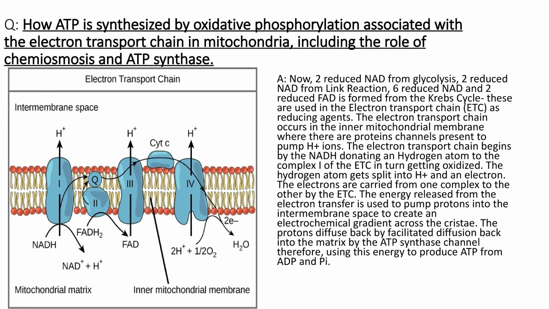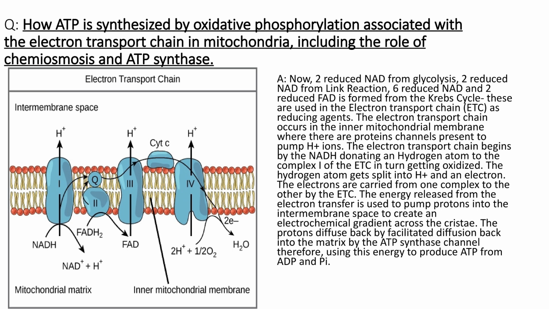Now, let's move on to the next question. How is ATP synthesized by oxidative phosphorylation? Now, 2 reduced NAD from the glycolysis, 2 reduced NAD from the link reaction, 6 reduced NAD and 2 reduced FAD are formed from the Krebs cycle. These are the coenzymes that are used in the electron transport chain as reducing agents.